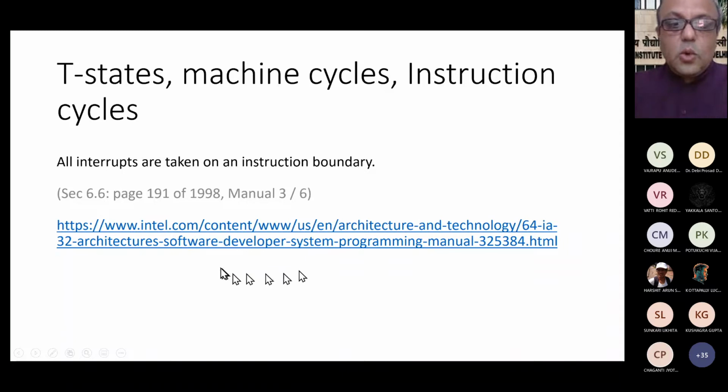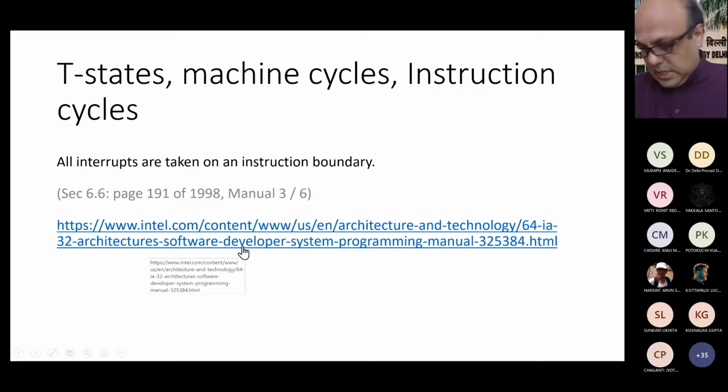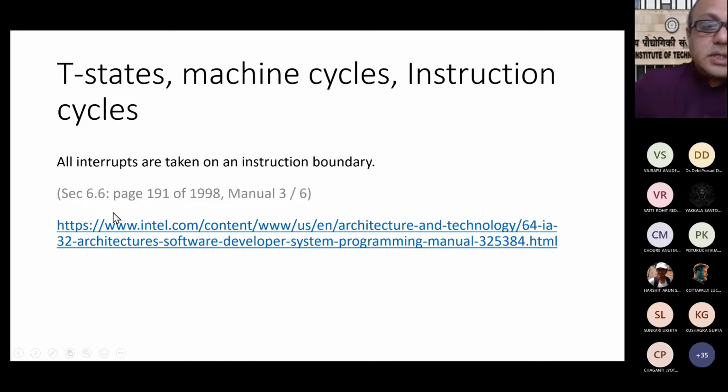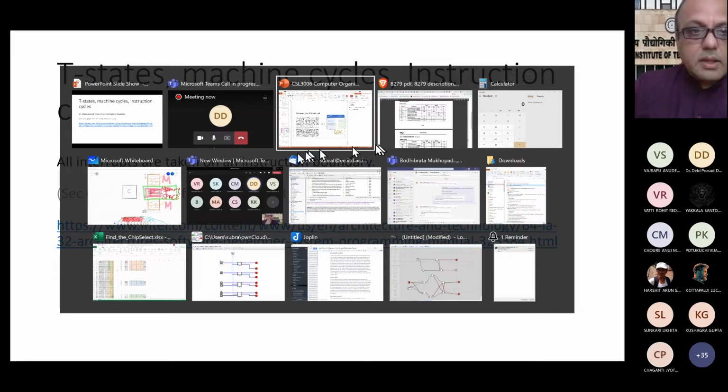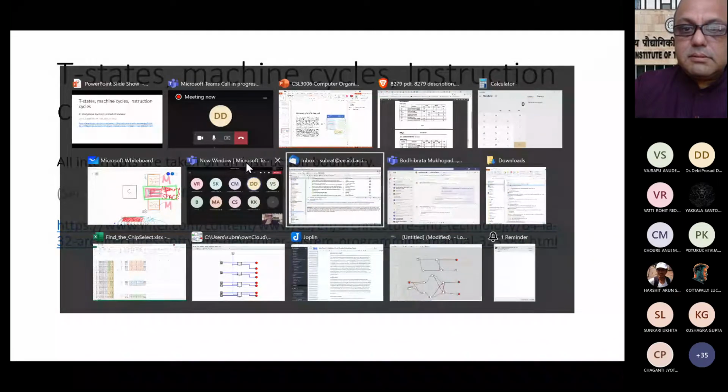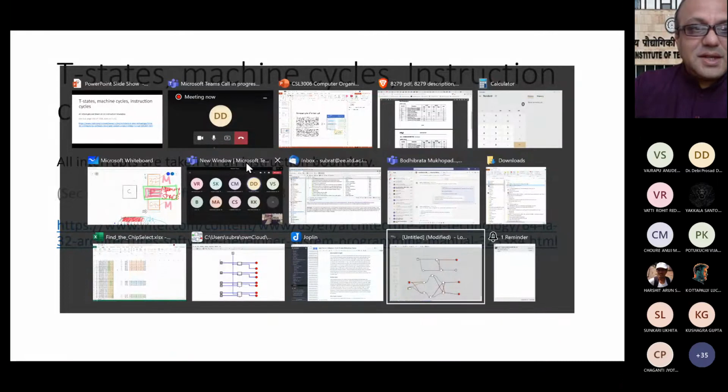If you go to the processor architecture of one of our contemporary processors, the i7, and this is something I'm taking from Intel, the makers of the i7 chip, and you go to section 6.6, that's in manual number 3 out of 6 manuals, and manual 3 has 2,000 pages. So I will have to go to the right point and show you. Either I open that PDF again or I show you the right page.